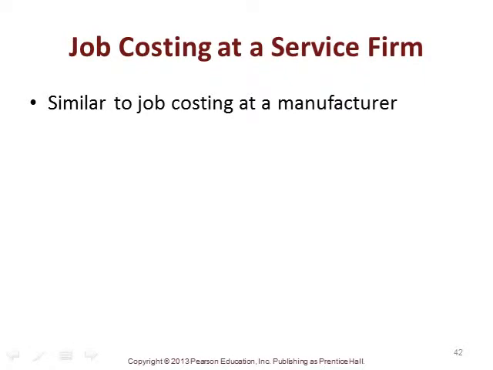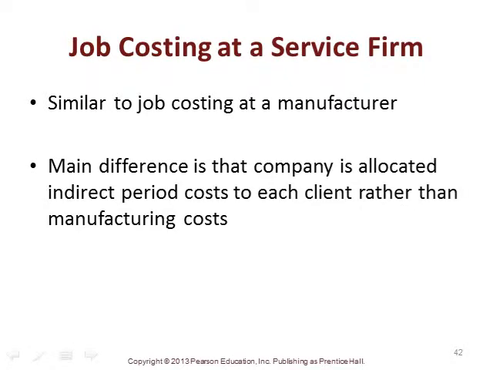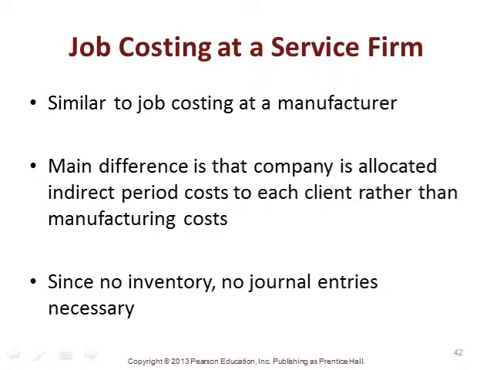So it's similar to job costing at a manufacturer. The main difference is that the company has allocated indirect period cost to each client rather than manufacturing cost. And so, again, it's just a matter of what makes up this overhead that gets allocated. And when you're talking to service companies, sometimes the mix of those costs is very different than when you're talking to a manufacturer. Right? It could be that it's allocated to each client, it could be allocated to each job, versus each unit of production in a manufacturing environment. And so since we have no inventory, no journal entries are necessary.